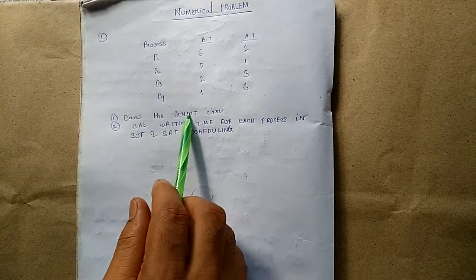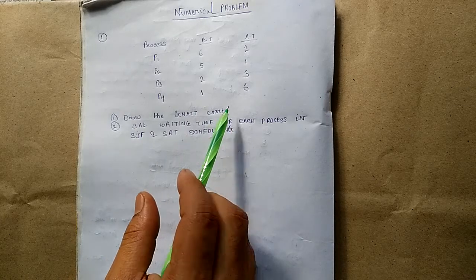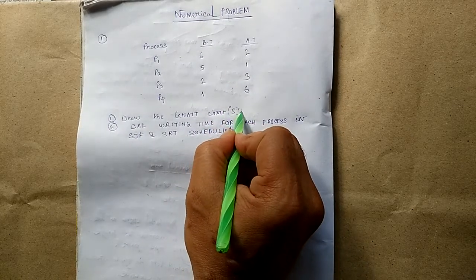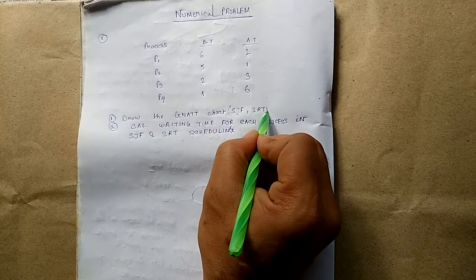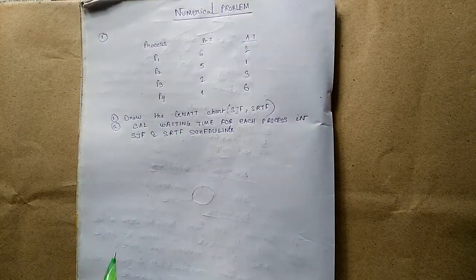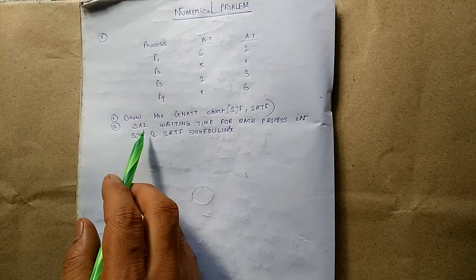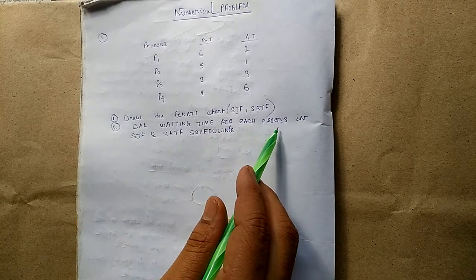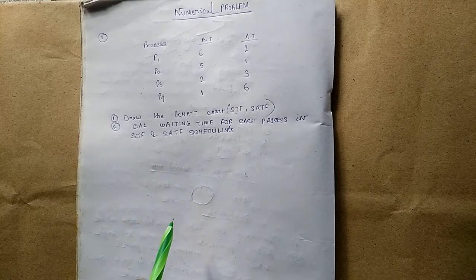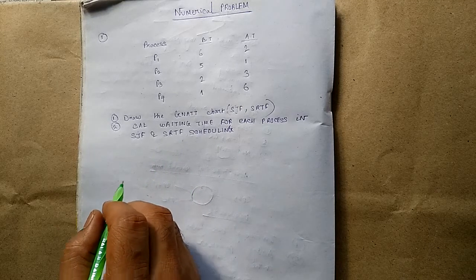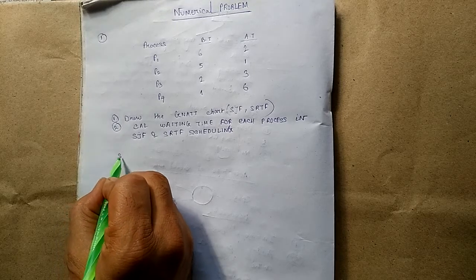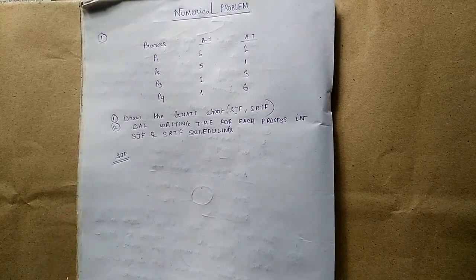Now we will have to draw the Gantt chart in case of SJF and SRTF. The second question is, calculate waiting time for each process in SJF and SRTF scheduling. So first start with SJF, that means shortest job first. Shortest job first means the process which has the minimum burst time will be selected first for execution.